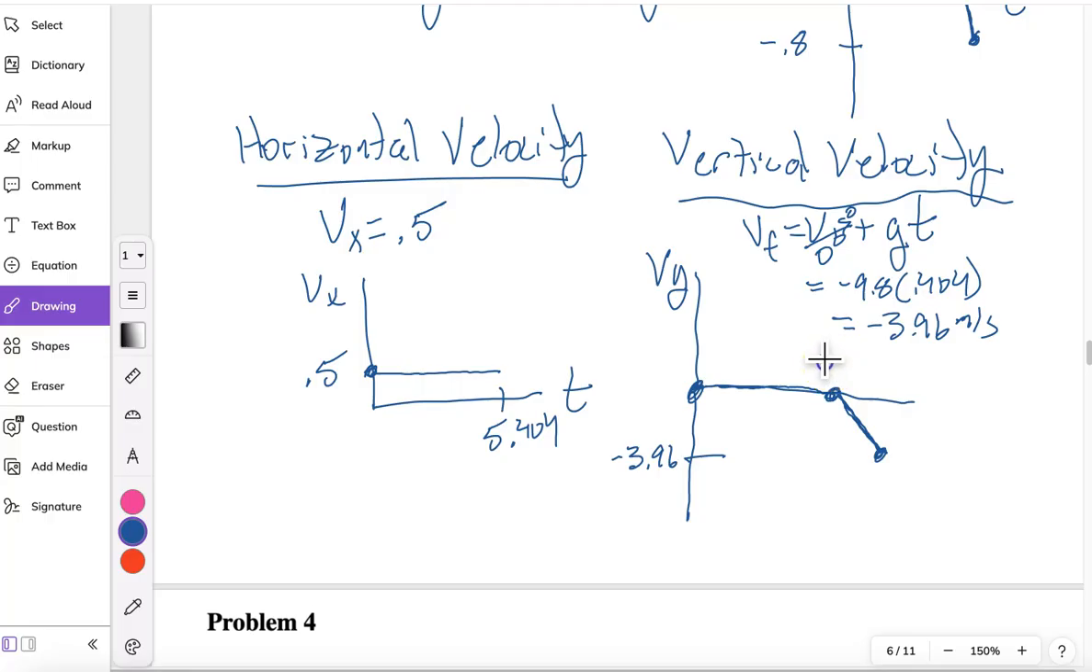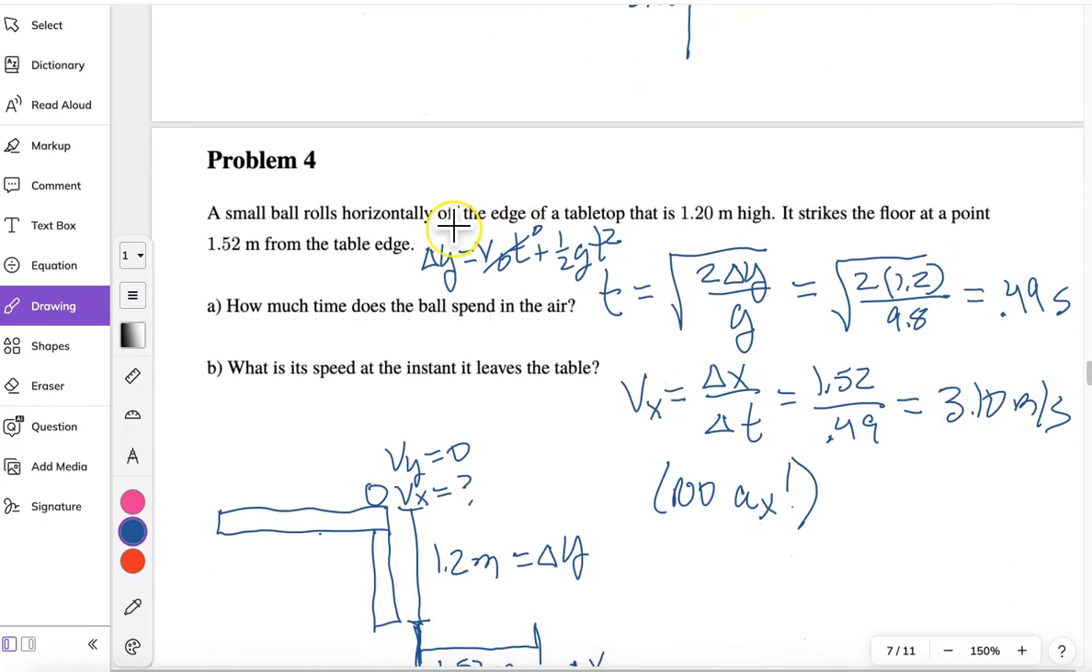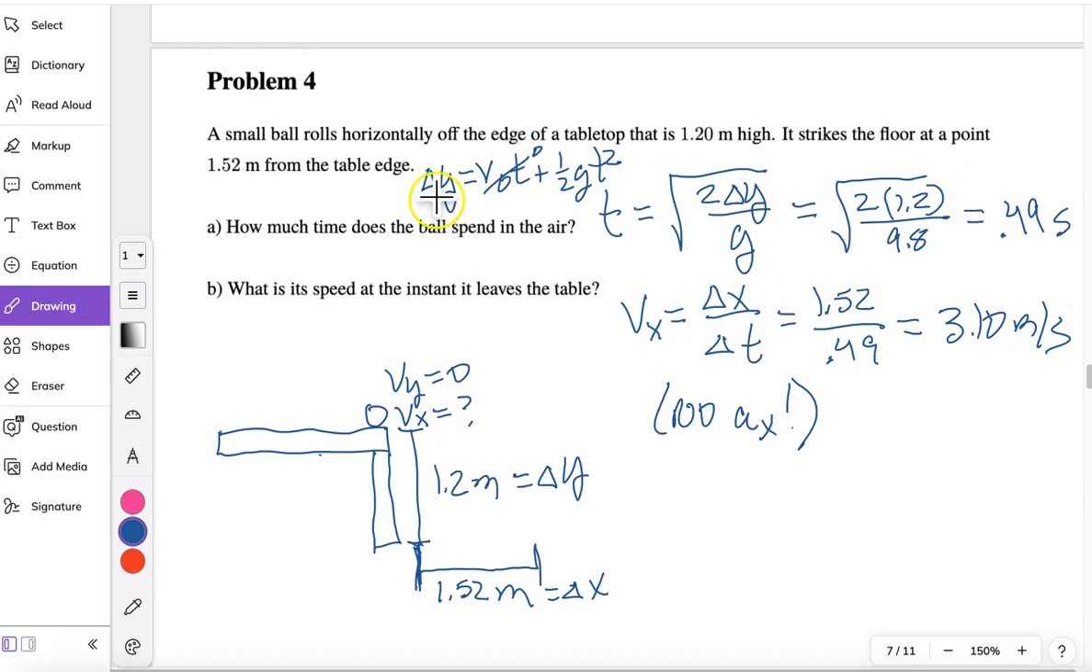So up to that 5 seconds, it doesn't have any speed in the y direction. But then when it jumps off the bed, it speeds up in that 0.404 seconds. So this would be 5.404 seconds at this point right here. And that is the fall of negative 3.96, and that is your speed. So it increases from 0 to 3.96.